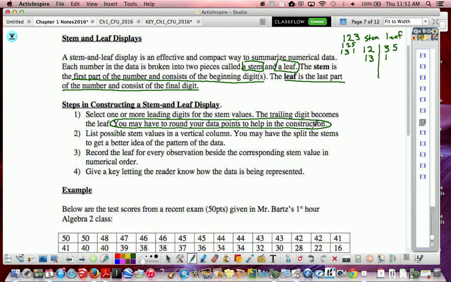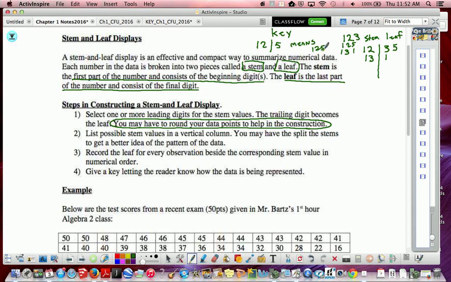Then you're going to record the leaf for every observation in numerical order, so you'll go from smallest to biggest. It's nice when you have them listed from smallest to biggest because then your data's in order. It'll help you later on when we start finding quartiles. The last thing you need to do is give a key. Like here I give you a stem and leaf, but over here I'd write a key where I might do something like this: 12|5 means 125. So the reader knows exactly what the data points represent.